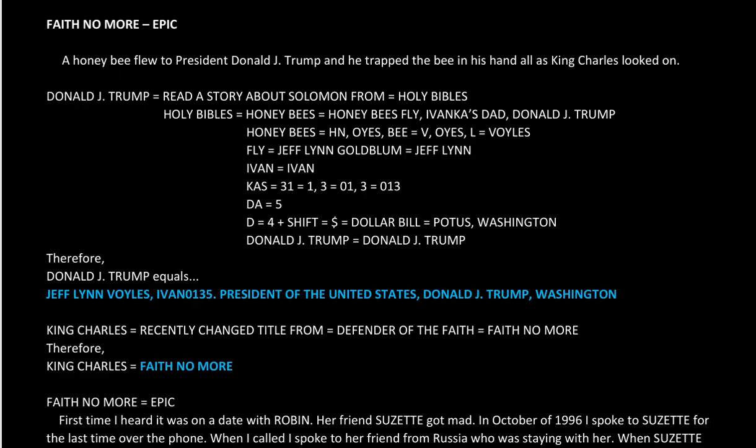So, from Holy Bibles, we get honeybees fly. Honeybees. From honeybees, we get honeybees fly to Ivanka's dad, Donald J. Trump.